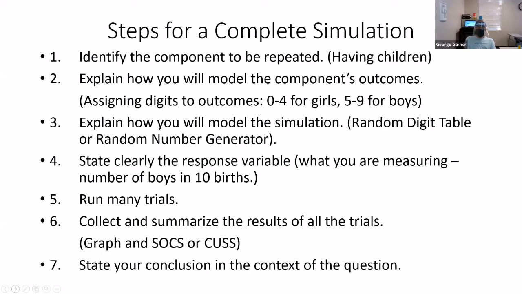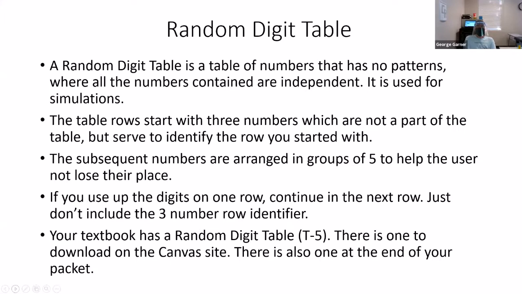Number 6, we'll collect and summarize the results of the trials, but we're not graphing and we're not describing any graphs. That's maybe just a step too far. And then the very last thing is to communicate whatever it is that you found from your simulation. So this will be a model for how to run them. And we're going to also use a random digit table.